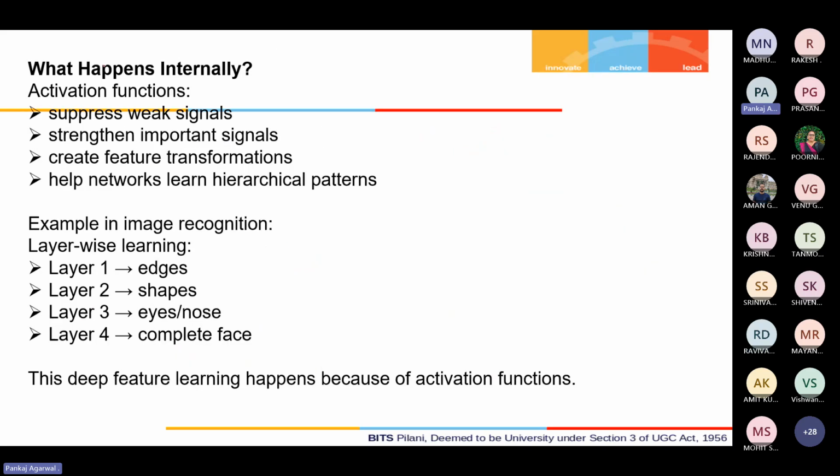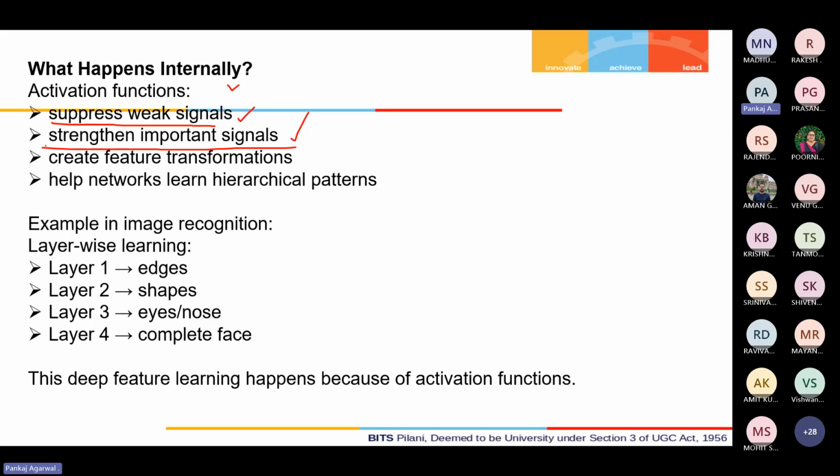Thank you, sir. So what exactly is happening internally if someone asks you? Activation functions are suppressing weak signals, the thing you were talking about. In some cases they suppress weak signals, and they strengthen important signals, and all of this happens through weights. Everything is happening through weight values. If some of the signals are weak, I would tend to improve the weights, increasing them from negative to positive, or from lower values to higher values.